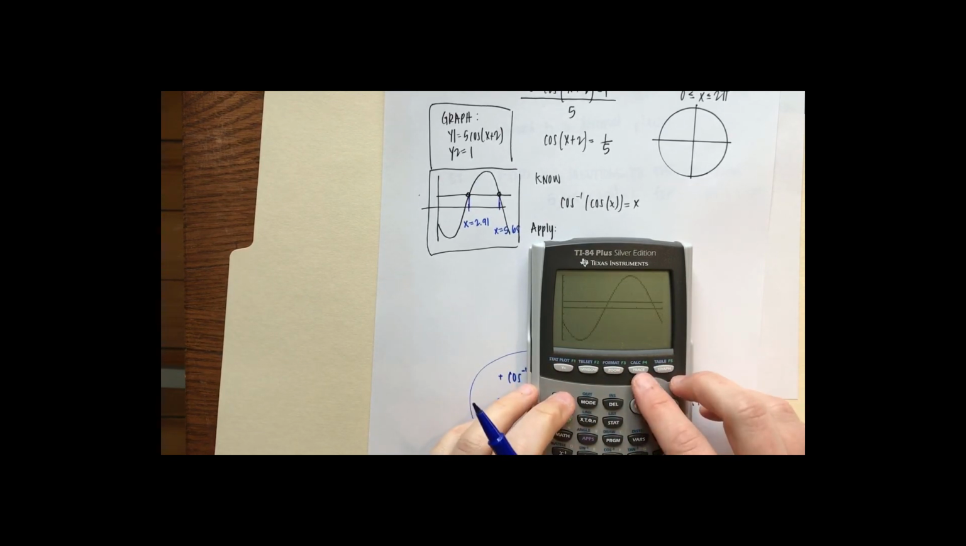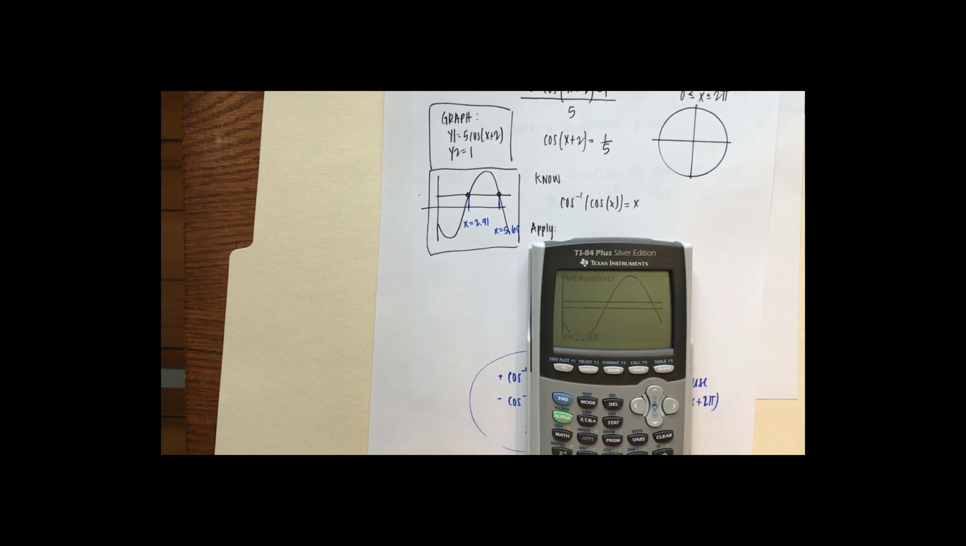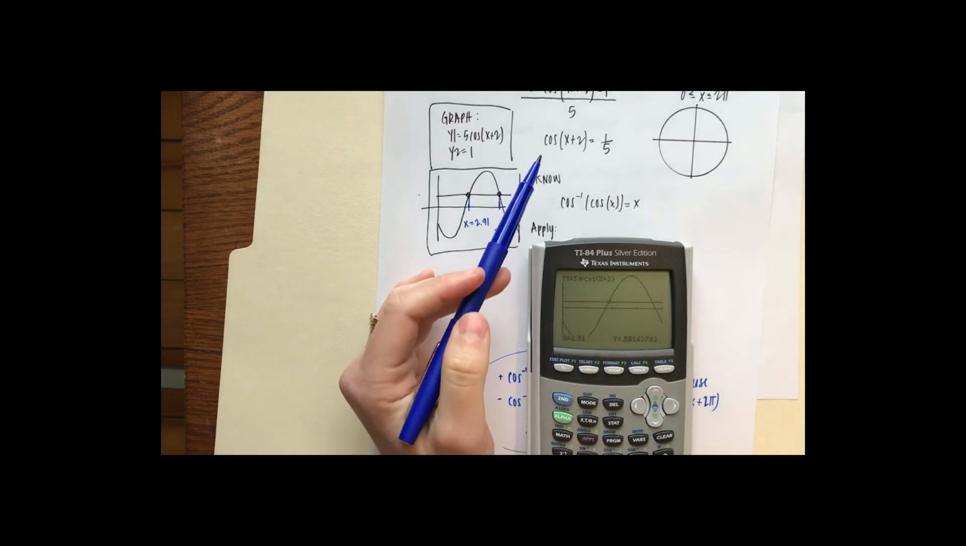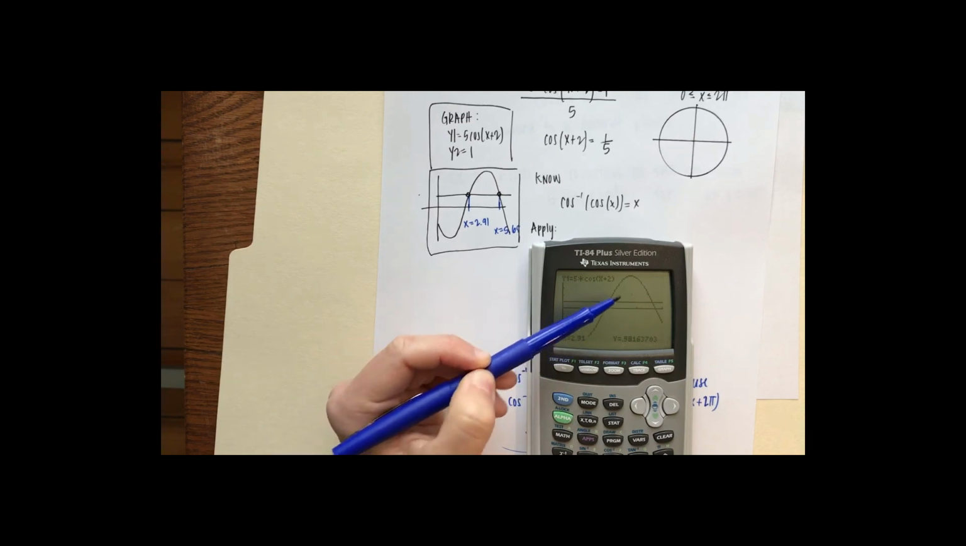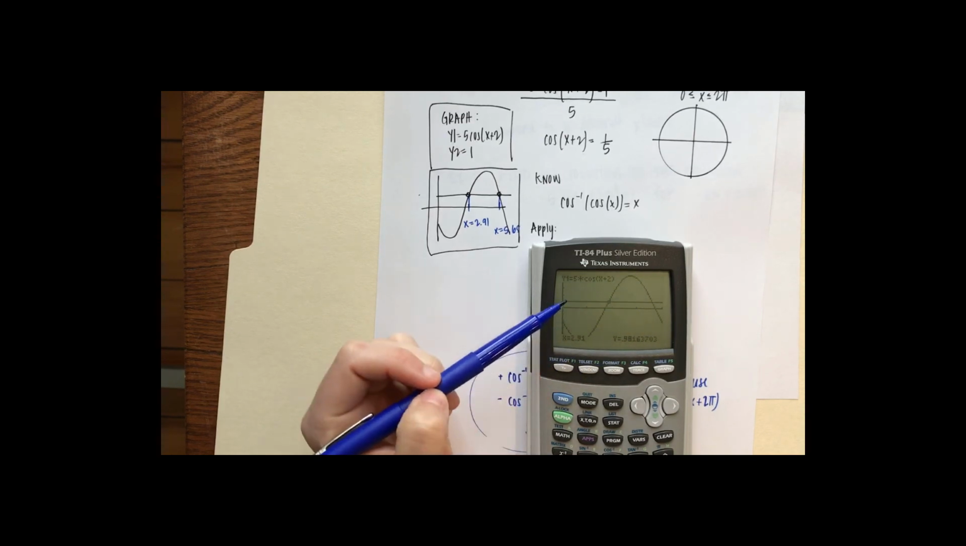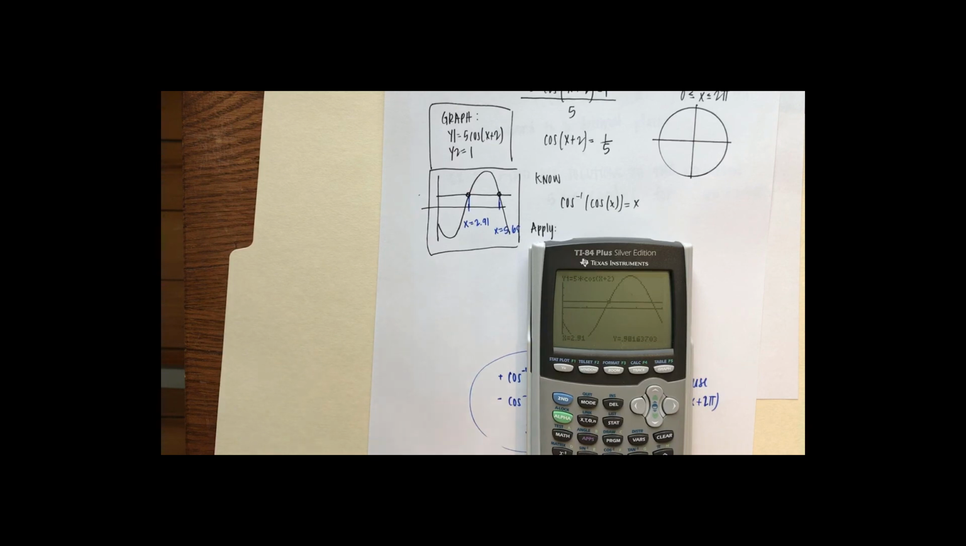Looking at our graph, I'm going to do a trace, and I'm going to go to 2.91, hit enter, and look, I get right at that intersection point because I'm looking for the relationship between 5 times cosine of x plus 2, when is it equal to 1? And then another approximation, I had 5.65 as an approximate solution, and I'm just right about at 1.